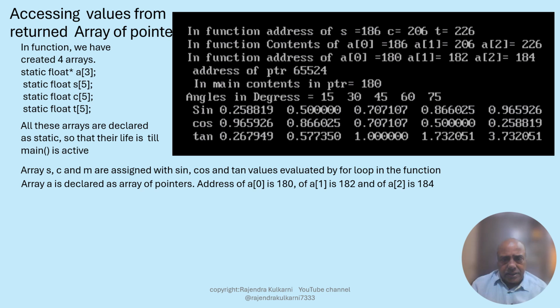Array A is declared as an array of pointers. The address of A0 or the 0th element of the pointers array is 180. The address of element number 1 of the array of pointers is 182, and the address of the array element number 2 of the array of pointers is 184.